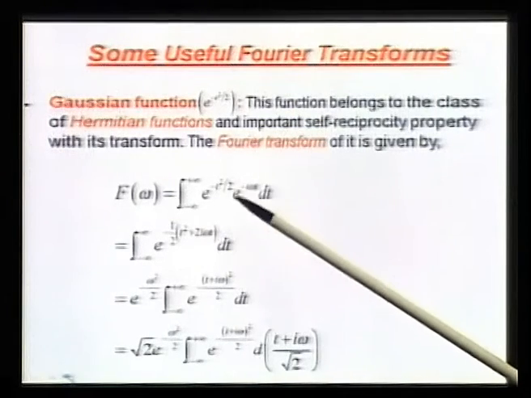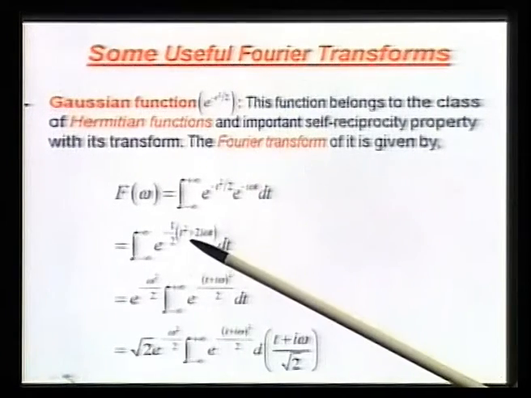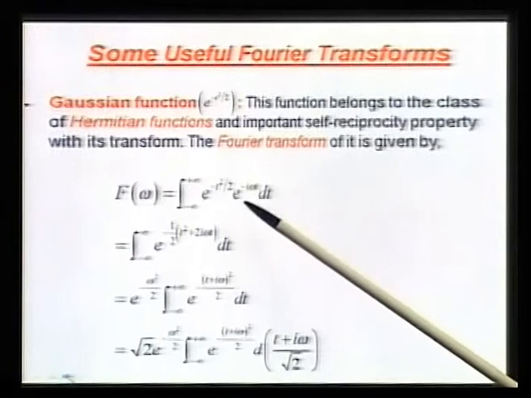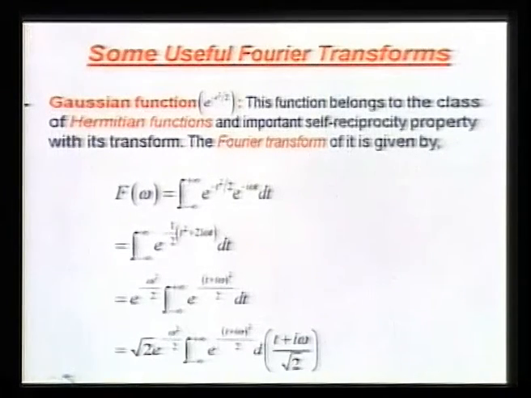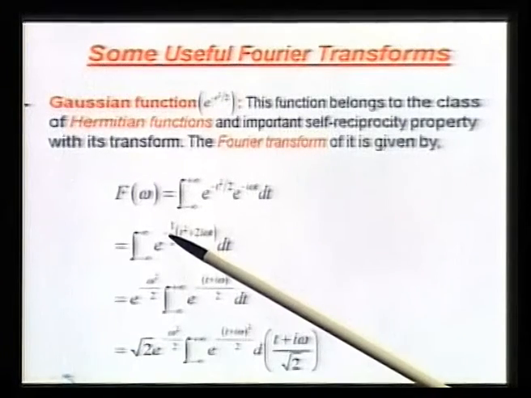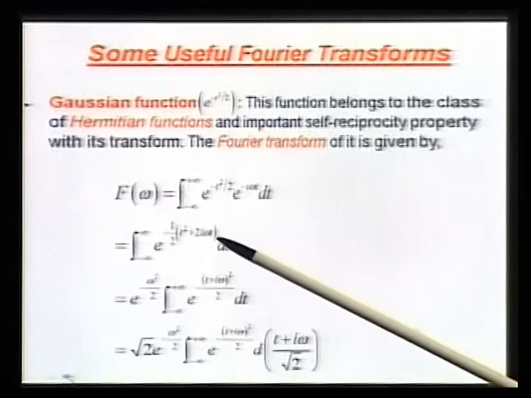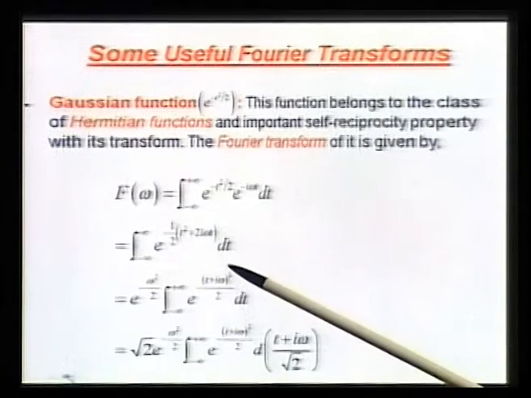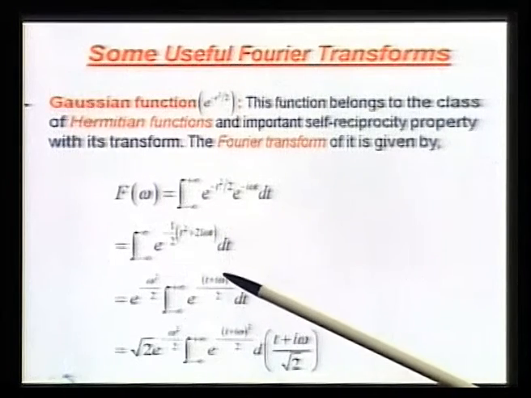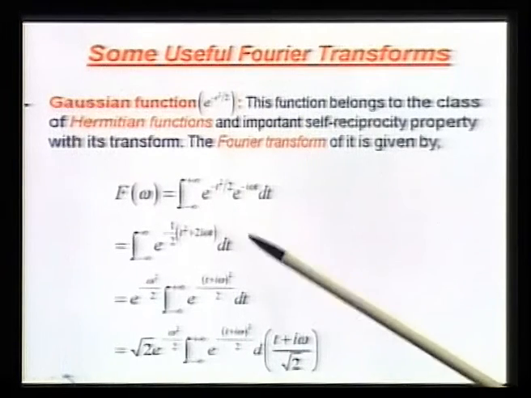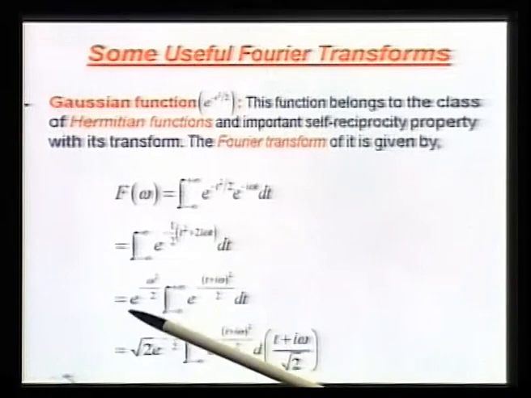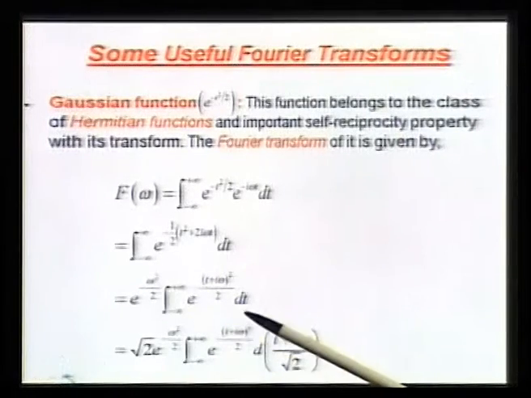If I add these two exponents together, then I will have minus half t square plus 2 i omega t. There is a minus sign sitting outside, right, minus half. So, I could write it as an exact square. That will be t plus i omega whole square. I have basically then added this part up, so I take it out. That is a constant, right. So, I can take it out of the integral because it is a t integral.